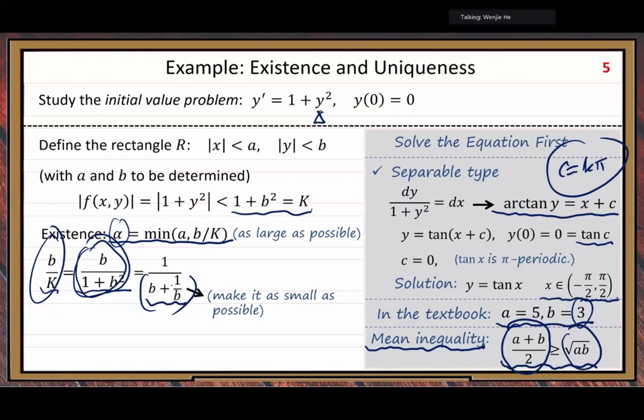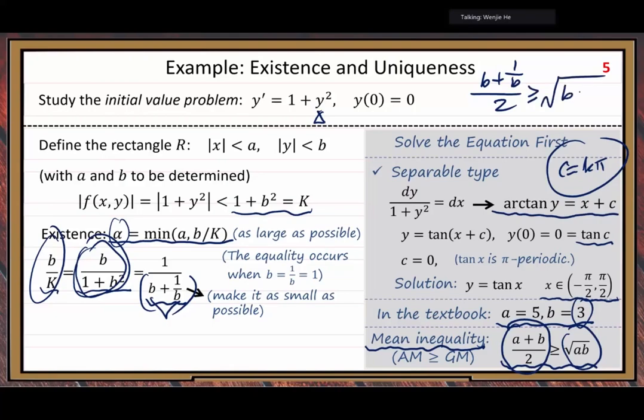So here we can apply the mean inequality. AM is greater than or equal to GM. Here you can see the product of these two is 1. So we can write (B plus 1 over B) over 2, the arithmetic mean, is greater than or equal to the root of B times 1 over B. After cancellation, it is 1. That means B plus 1 over B is always greater than or equal to 2.